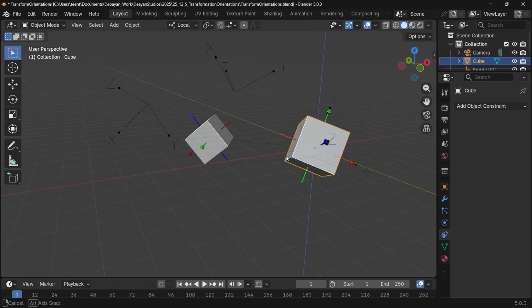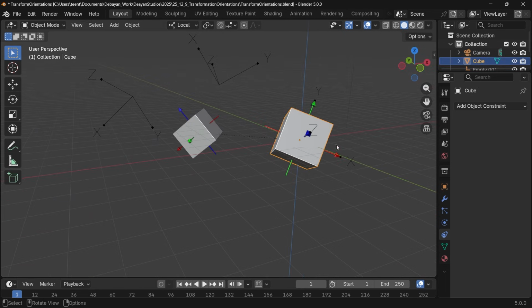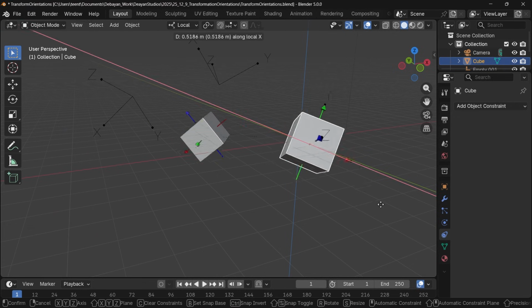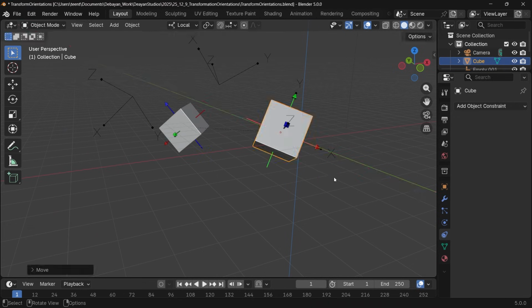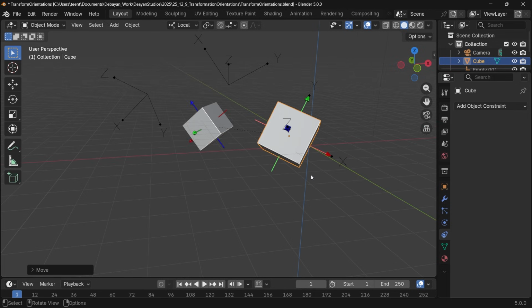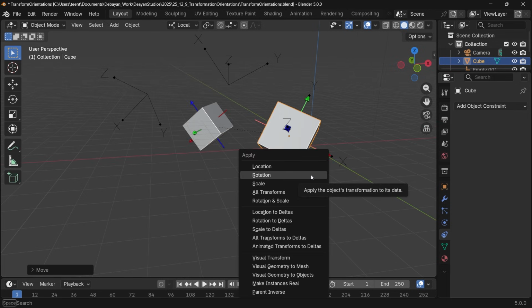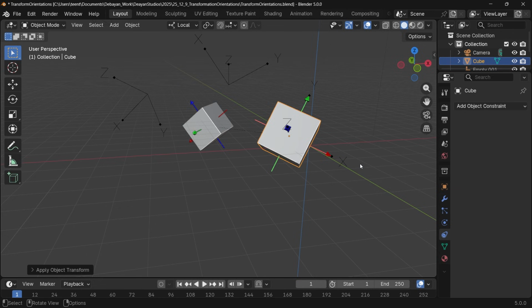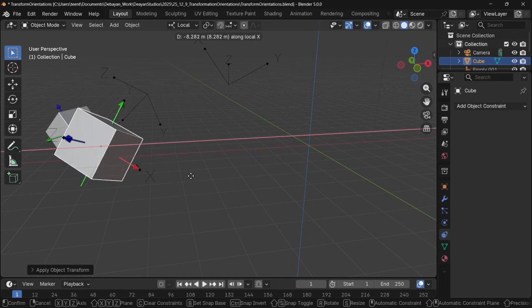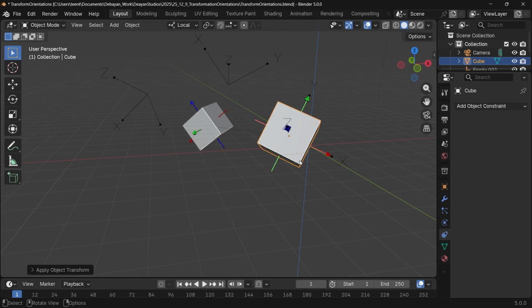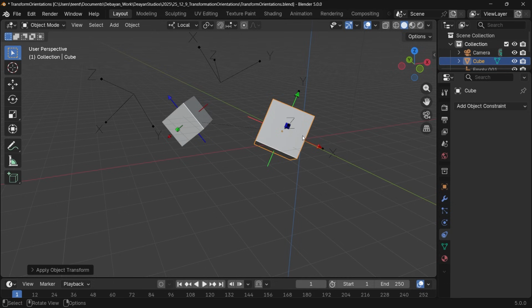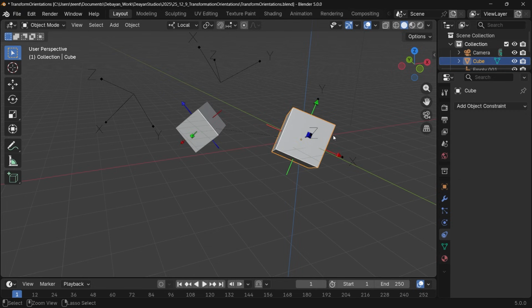Another use case is for when you have to apply the rotation. For example, in this particular object, if you press GX in the local coordinates, you go about that particular direction. But if you were to go ahead and press Ctrl A and apply the rotation or all transforms, you'll see when you press GX, it's now going to be like the global X axis, and you no longer have access to this local axis.